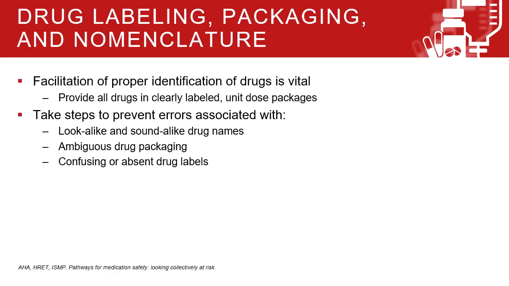Clear, standardized drug labeling and packaging are essential for preventing medication errors. Healthcare organizations must ensure that all medications are clearly labeled, unit dose packaging is utilized wherever possible, and that proactive measures are taken to mitigate risks associated with look-alike, sound-alike medications, ambiguous packaging, and unclear or missing drug labels. When assessing risk related to this key element, some of the following might be considered.